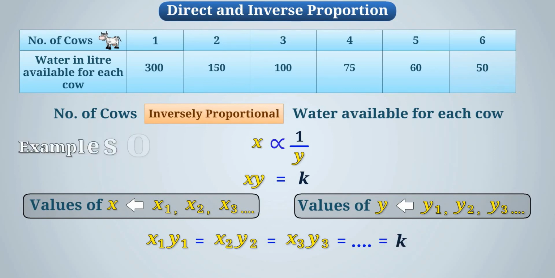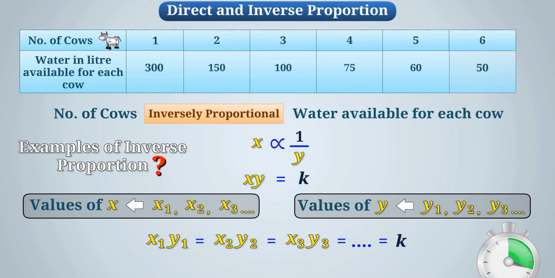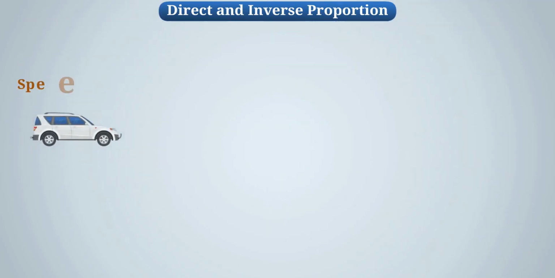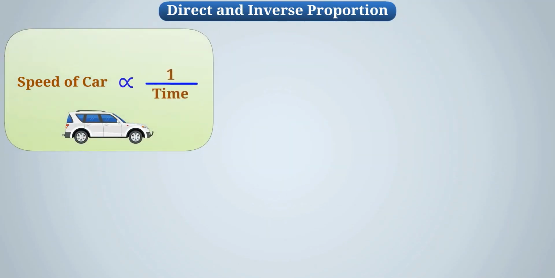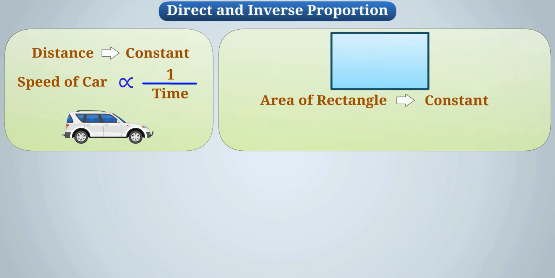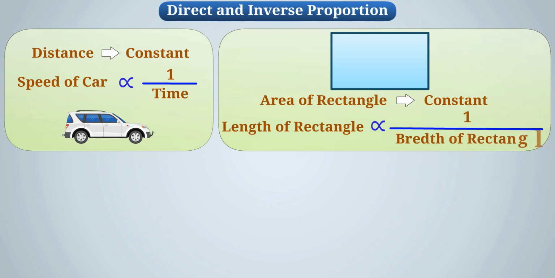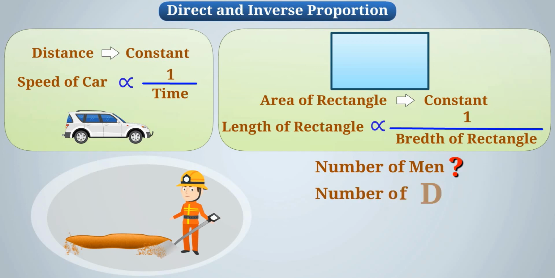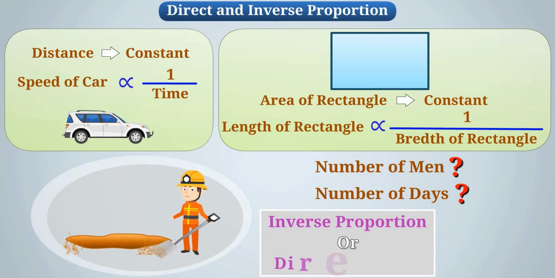Can you give some examples of inverse proportion? Think about it. Let me tell you, the speed of a car is inversely proportional to the time taken by the car for covering a certain distance. If the area of the rectangle is constant, then the length of the rectangle is inversely proportional to the breadth of the rectangle. Can you tell me whether the number of men and number of days required to complete a certain work will be in inverse proportion or direct proportion?